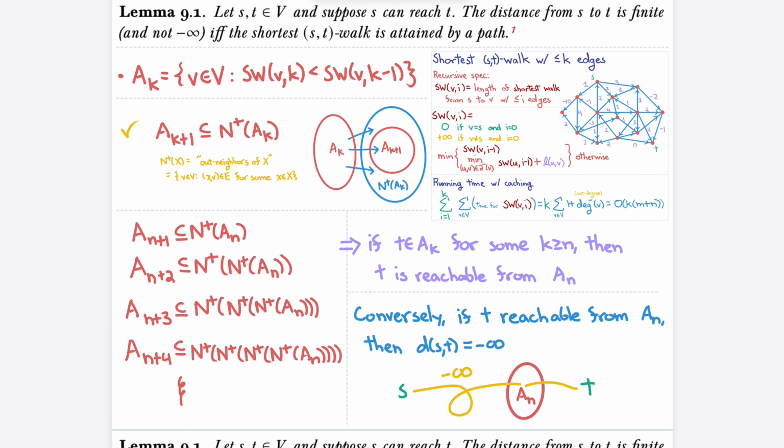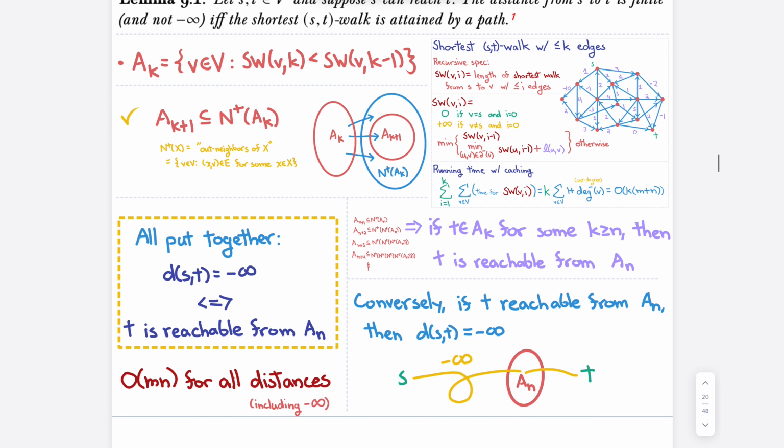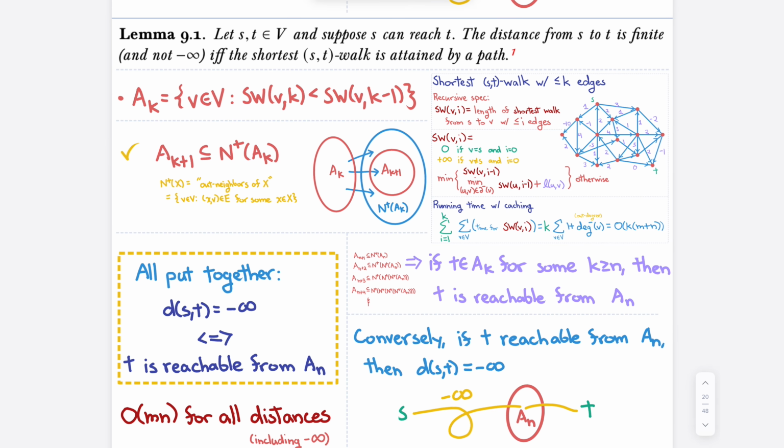Okay, so put all that together. It turns out you just need to run our dynamic programming up through step n. And then you can do a depth first search from A sub n. That'll take linear time. And then overall, your algorithm comes out to mn time. So you fill out this table, you run the recursive algorithm through n steps, you run depth first search from there, that'll label everything else as negative infinity, and you're done.